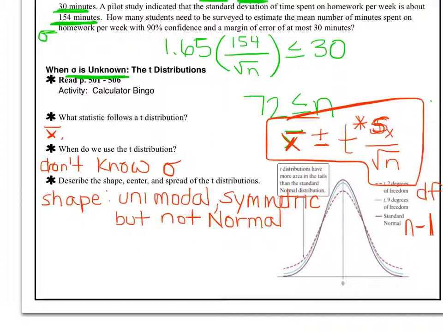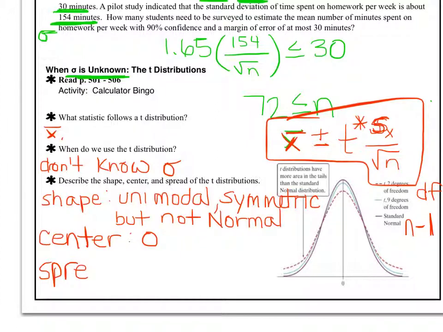And you'll notice here that this dotted line has 2 degrees of freedom, and the blue line has 9 degrees of freedom, and then the purple line is normal, our standard normal or our z distribution. The more degrees of freedom it has, the closer it looks to the normal distribution. So the t-distribution actually approaches the normal distribution as your degrees of freedom get larger. Your center is 0. It is still centered at 0, just like a normal distribution is.